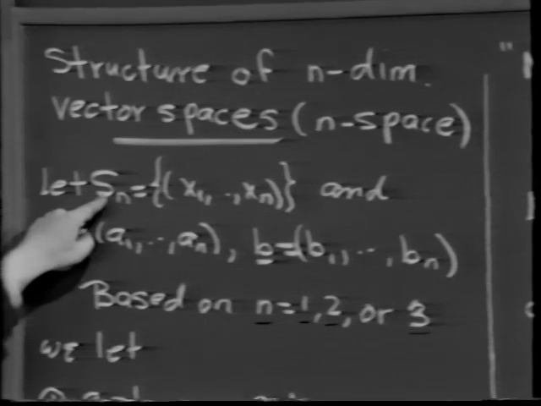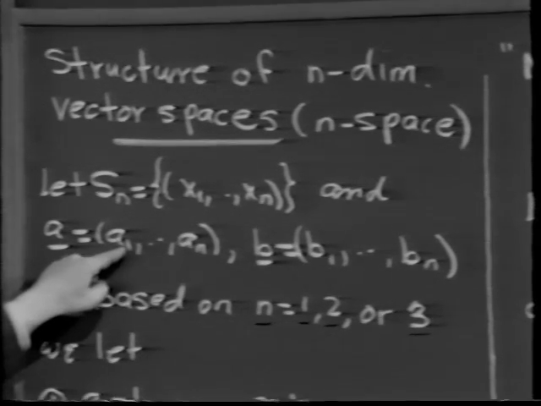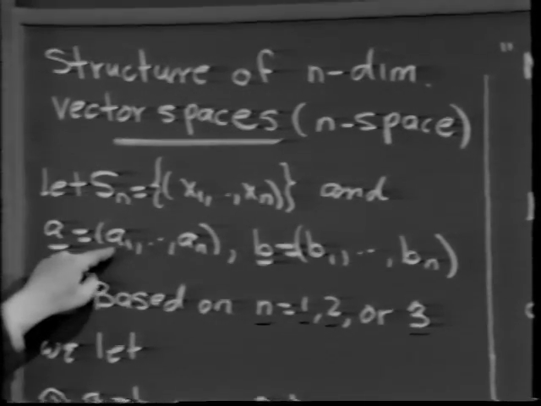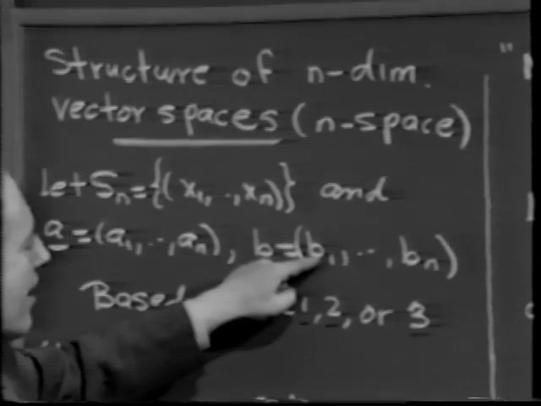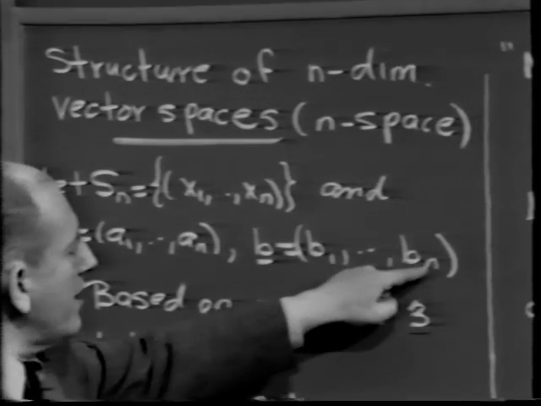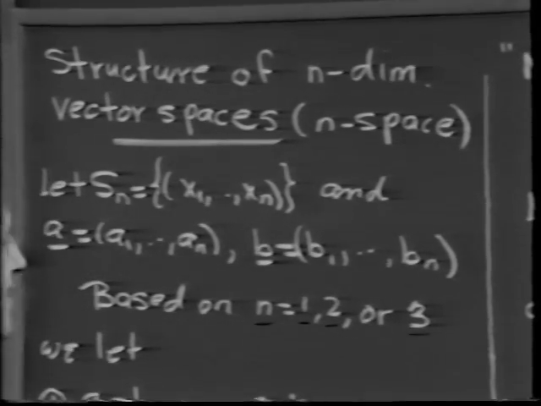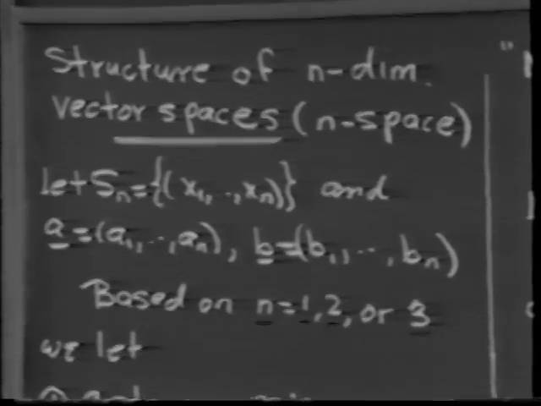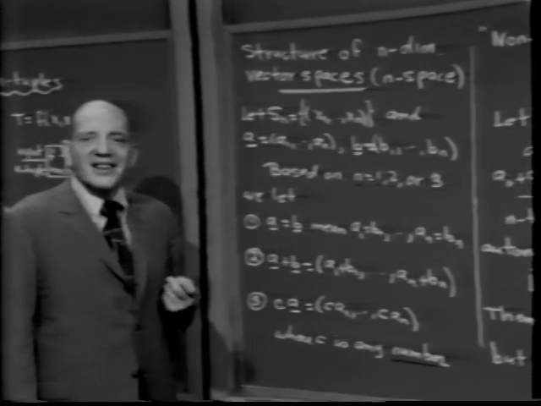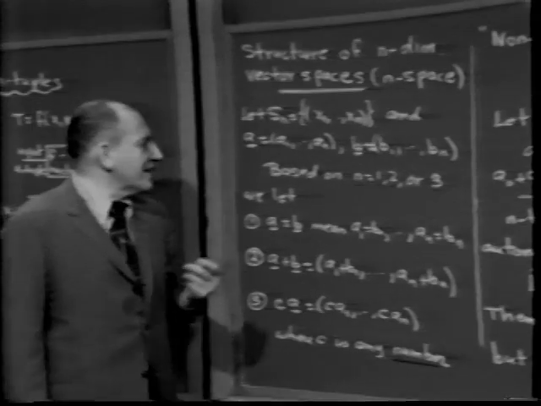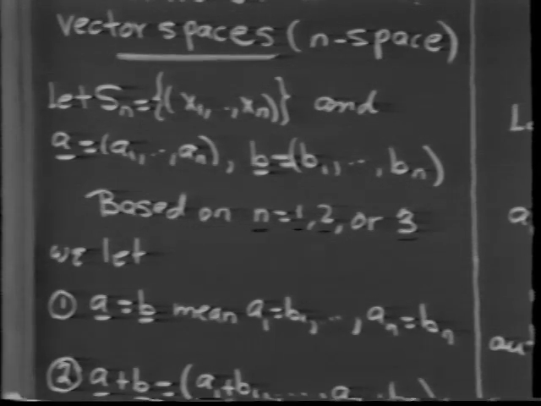Let's pick 2 particular members of S sub n, which we'll call A bar and B bar, where A bar is simply an abbreviation for the n-tuple A1 up to An, where A1, A2 up to An, etc. are real numbers, and B bar is an abbreviation for the n-tuple B1, etc., Bn, where B1 through Bn are also real numbers. Now again, here's where structure comes into play. We have already defined an n-tuple arithmetic in terms of arrows for the case that n is either 1, 2, or 3. Namely, based on what happens when n is 1, 2, or 3, we invent the following definitions.